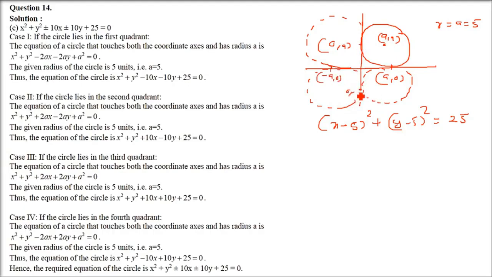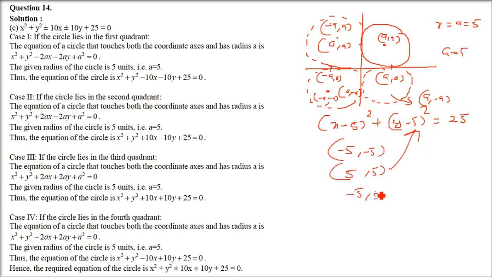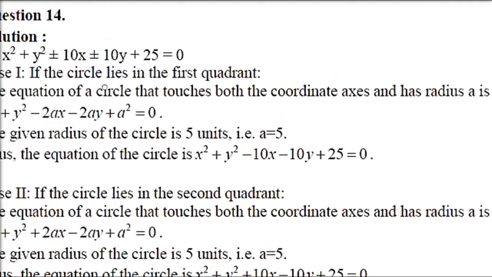So if you take the coordinate that is on the x-axis, minus a, 0, this center will be x is minus a, y is a. It will be minus a and a, and this will be equal to a and minus a. So we have taken a and a. Every time you have to take a as 5. So next time you will take minus 5 and 5. Then you will take 5 and minus 5, and minus 5 and minus 5. These are all the 4 combinations you are going to use.